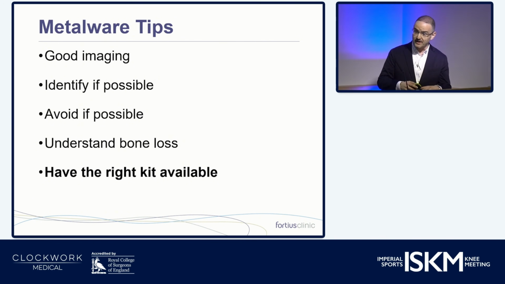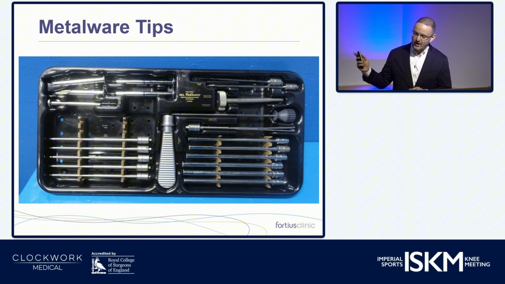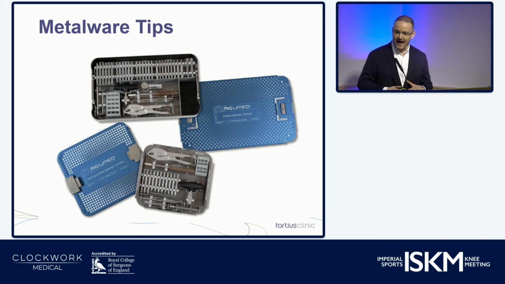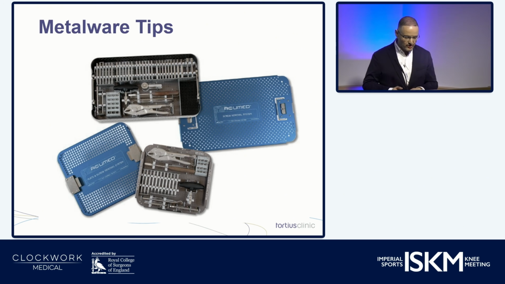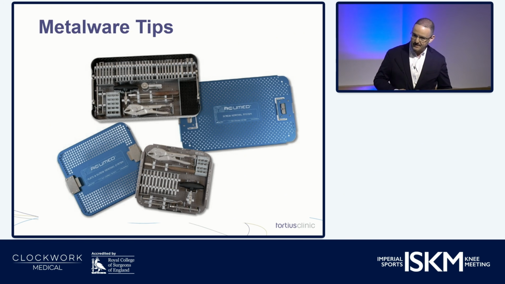So whenever I perform an ACL revision, there are 2 sets of instrumentation that are always available. I always have the Smith & Nephew ACL Redux set. This is very, very useful and very good for removing femoral-sided metalware arthroscopically. So we have cannulas, picks, awls, screwdrivers in every size, and handheld crown drills for over-drilling if all else fails. For removing metalware outside of the knee, I always have the ACUMED Big Blue universal extraction system, and thus far, touch wood, I've never failed to remove anything with these 2 sets.